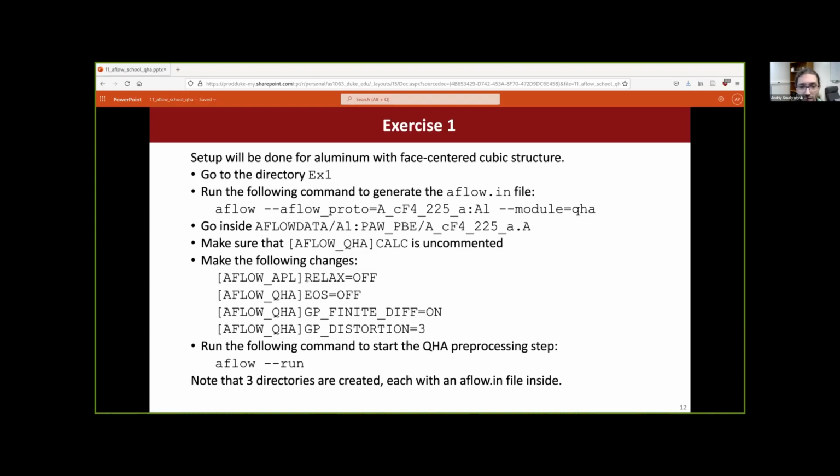Make sure you make the following changes. For this, we want to switch relaxation off, we want to switch EOS off, and we want to have GP finite diff on because we want to just calculate Grüneisen parameters. And you can specify the change in volume you wish to have, and you do it with the keyword GP distortion, and it takes a number in percentage of volume change. It will automatically do a compression and an expansion of the volume. And then you use aflow --run to actually run the command.